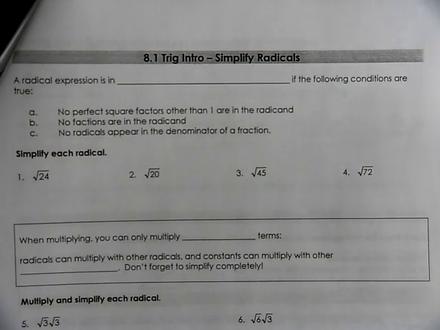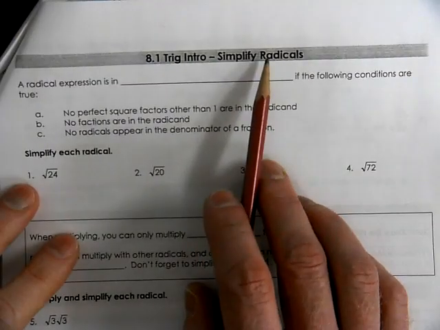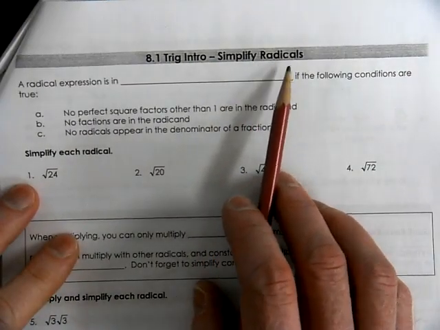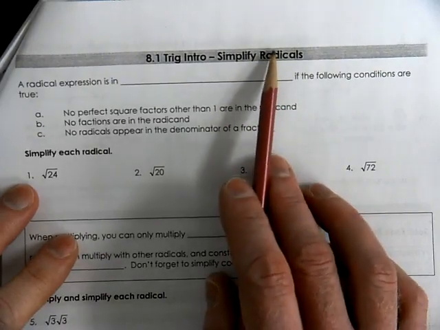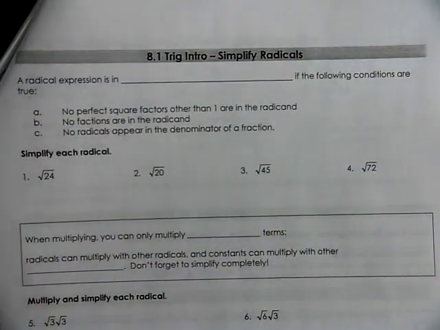This is geometry, first day of Unit 8, talking about simplifying radicals. The need for simplifying radicals will come up in, obviously, geometry and definitely in Algebra 2 in the future.